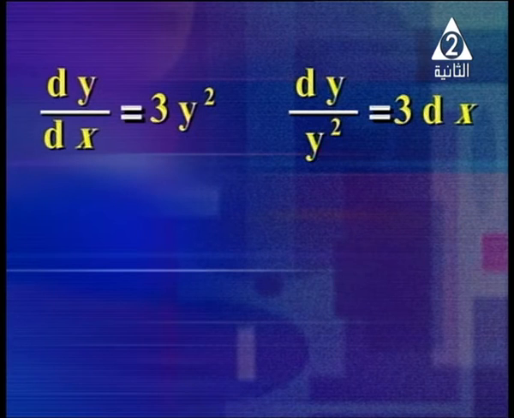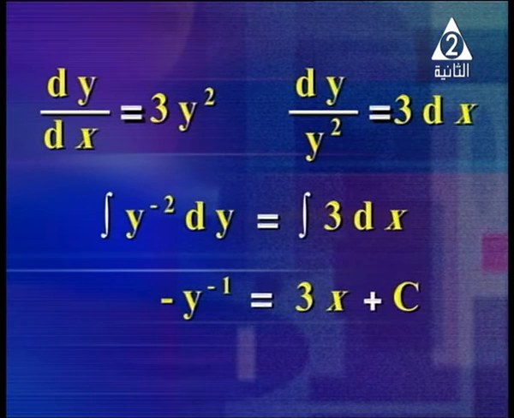We find dy over dx equals 3y squared. Then we separate: dy over y squared equals 3 dx. Remember, dear student, dy over dx equals 3y squared, which means dy over y squared equals 3 dx. Dear student, integration of y to the power negative 2 dy equals integration of 3 dx.